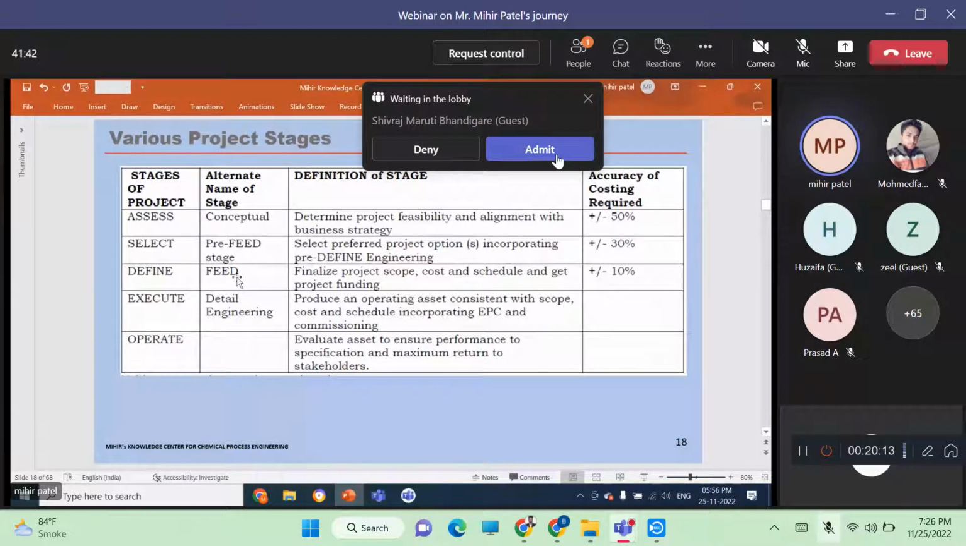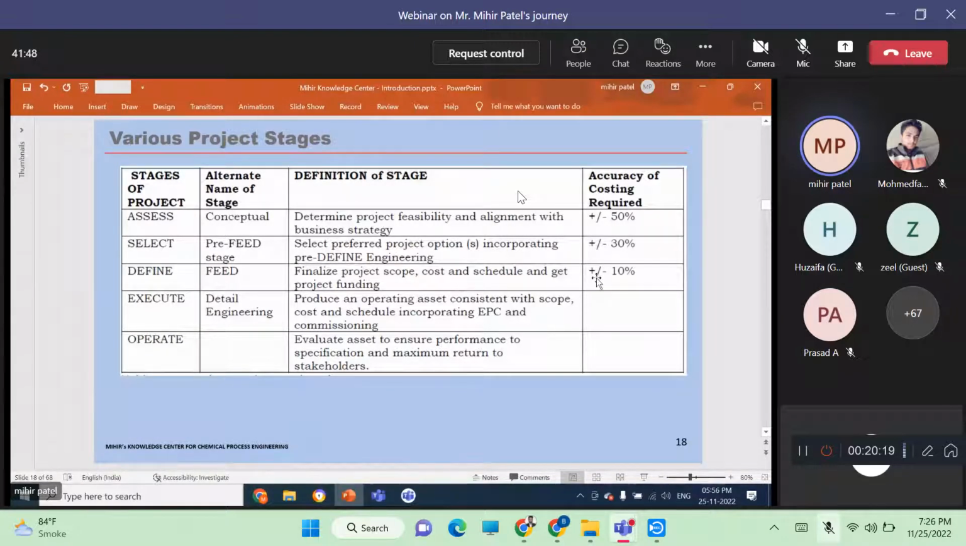In the feed stage, actually bids are sent to the market to get budgetary quotations so that the cost estimate can come to this range basically. And then of course in detail engineering, you are actually going ahead with procurement and implementing of all the equipment, erection, etc. And operate is of course operations.